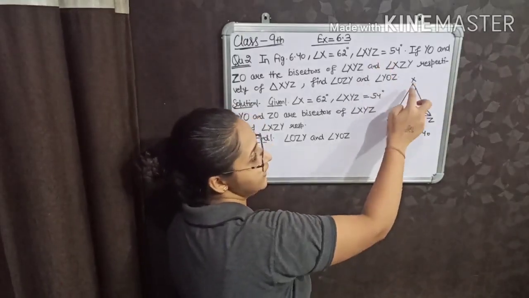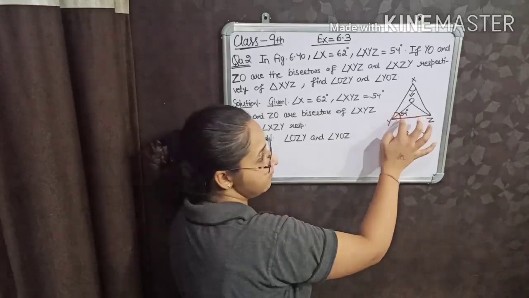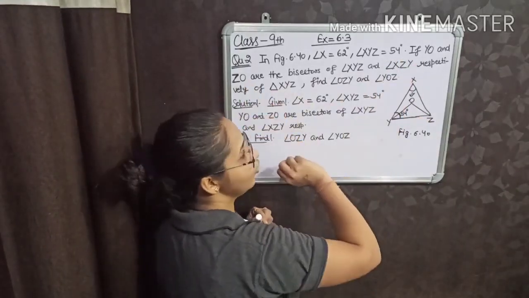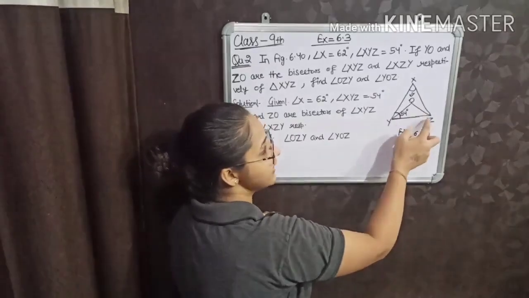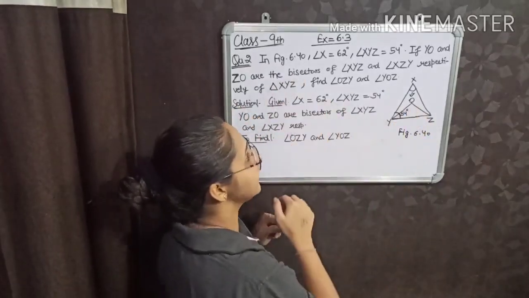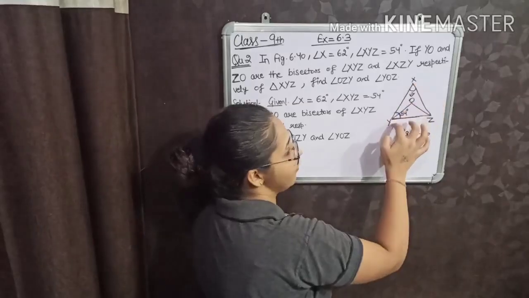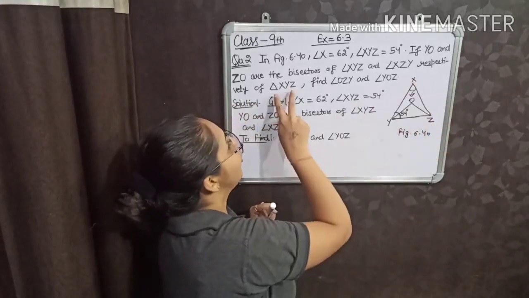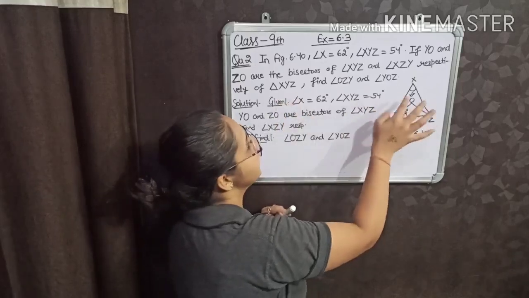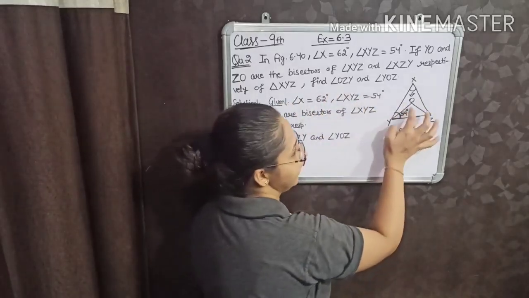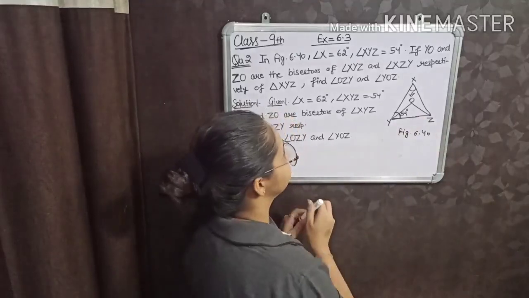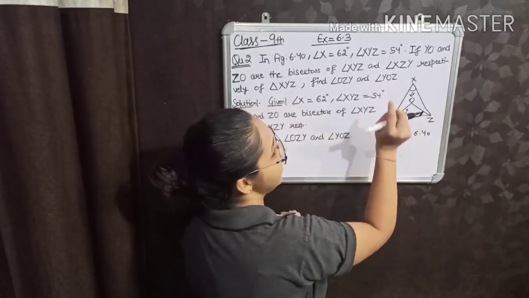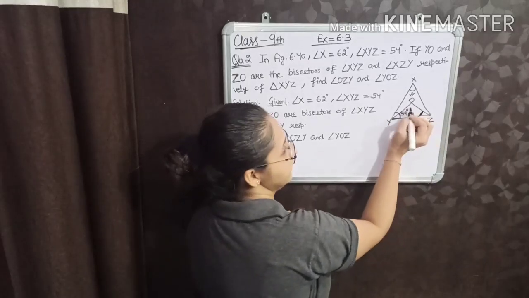Angle XYZ, this complete angle is 54 degree. If YO and ZO are the bisectors of angle XYZ and XZY respectively of triangle XYZ, find angle OZY. OZY means this small angle, and YOZ this angle.